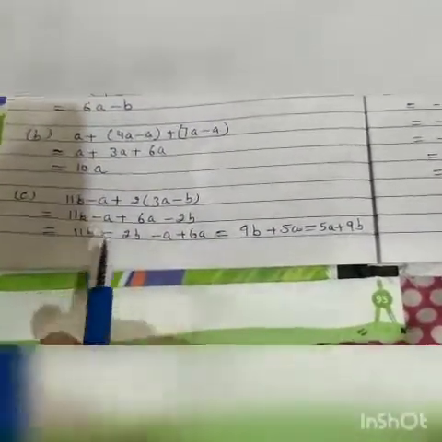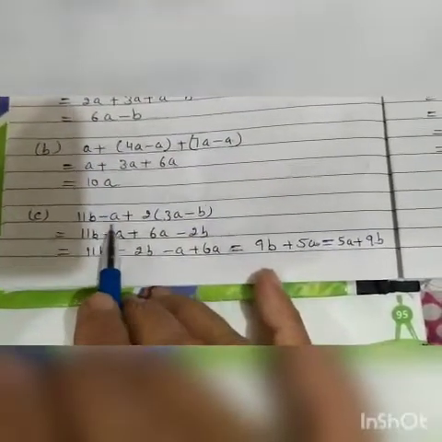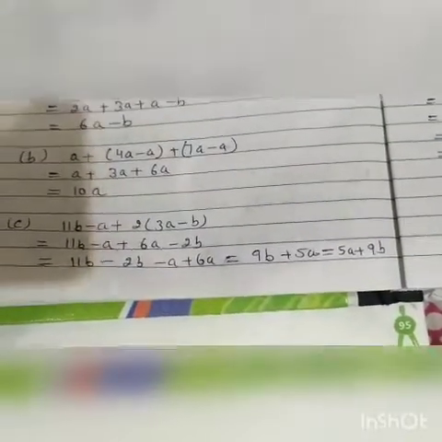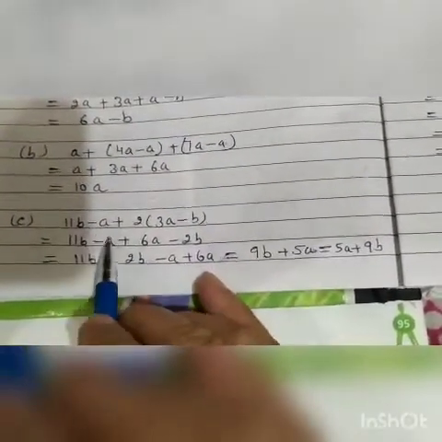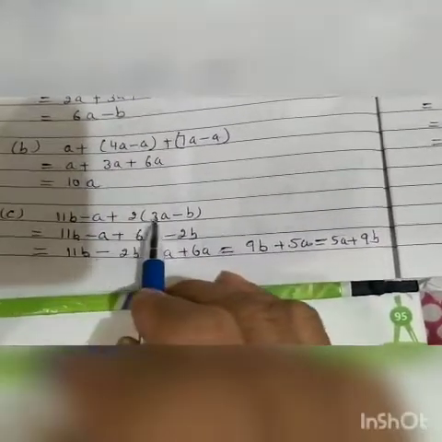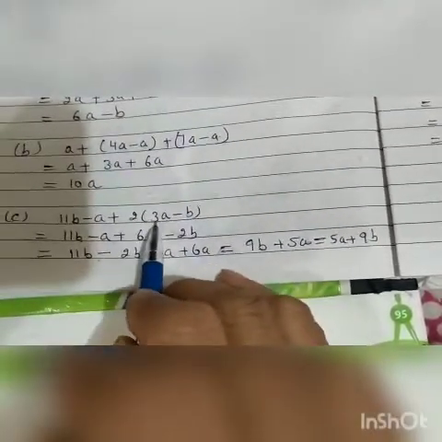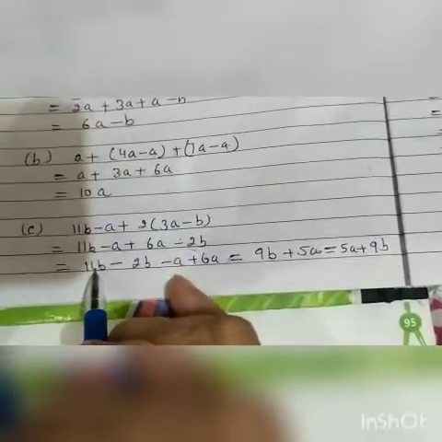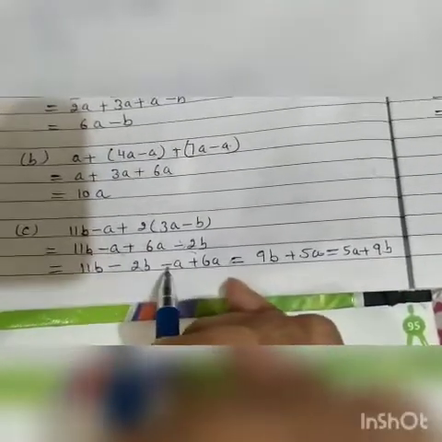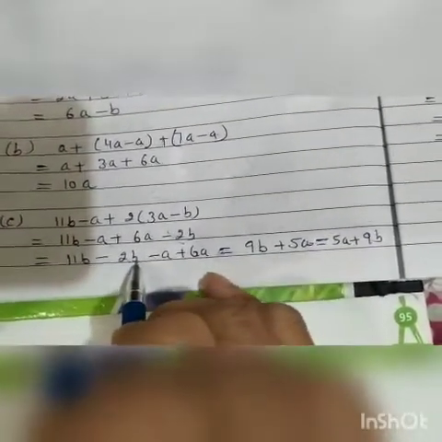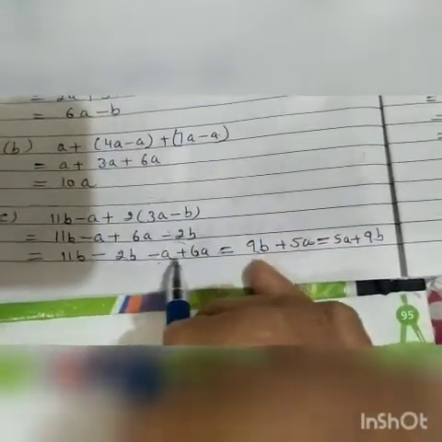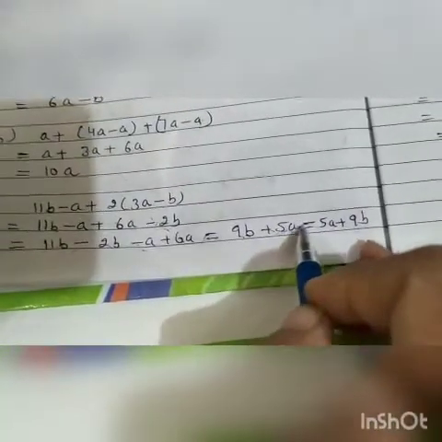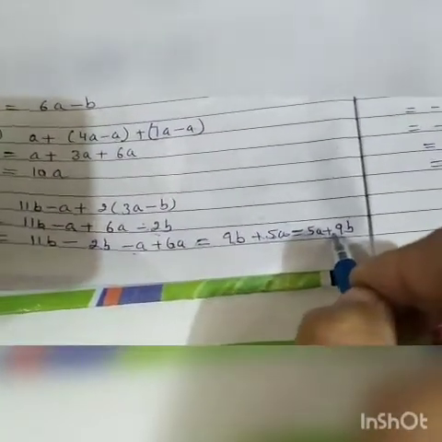Next part, C. 11b minus a plus 2 multiplied by 3a minus b. Now 11b minus a plus, multiply this 2 by 3a and minus b. 2 times 3 is 6a, minus 2 times 1 is 2b. Now 11b minus 2b minus a plus 6a. 11b minus 2b means 9b, minus a plus 6a is plus 5a. Now write it alphabetically. It is equal to 5a plus 9b.